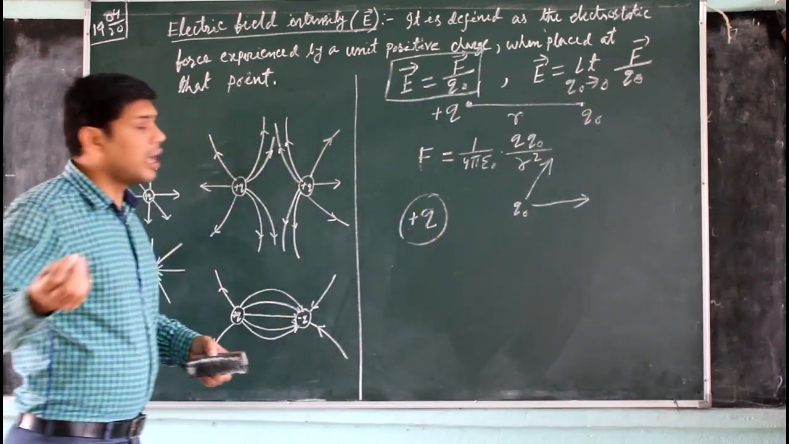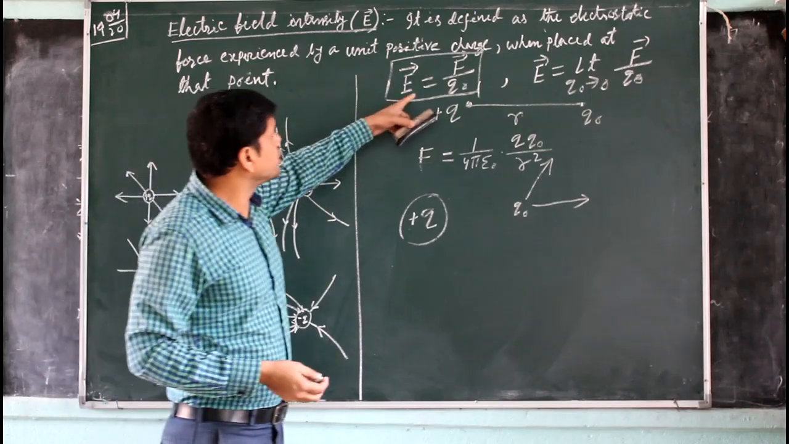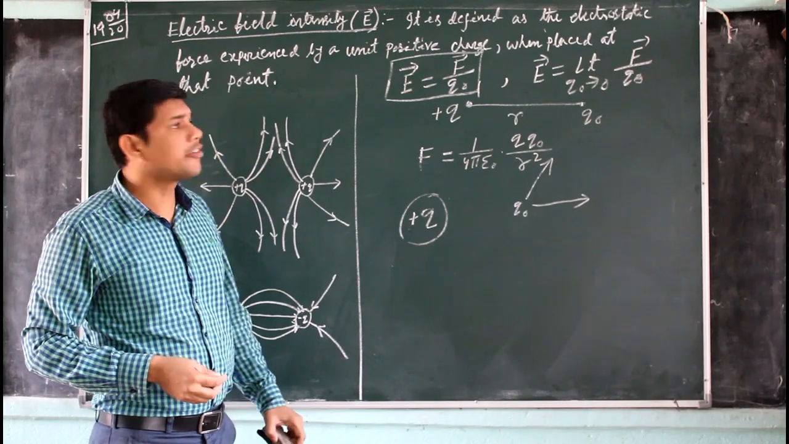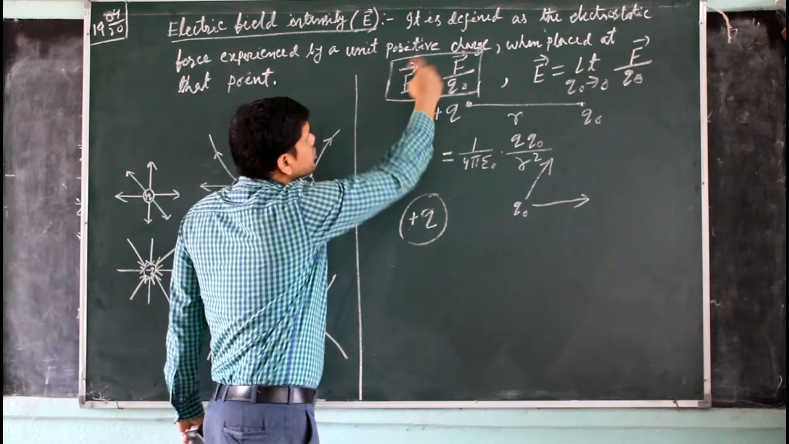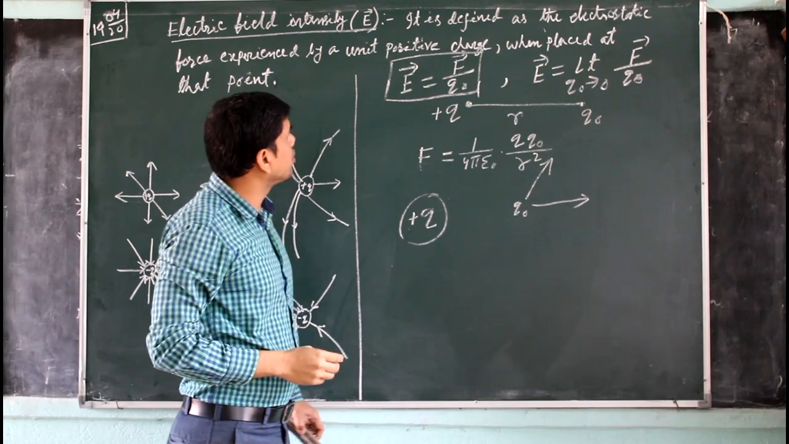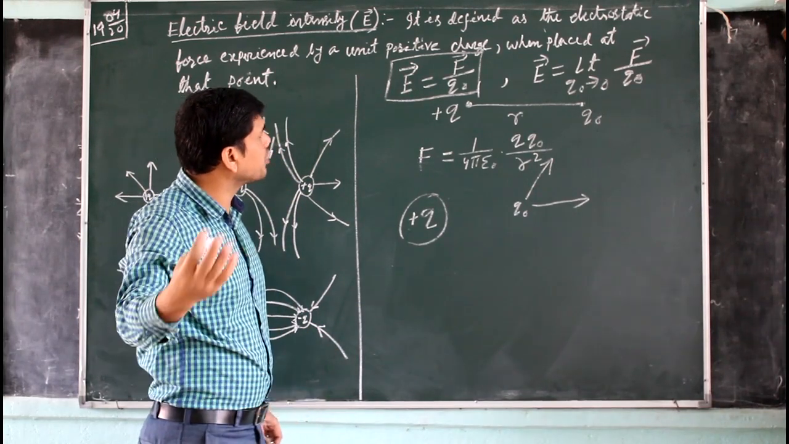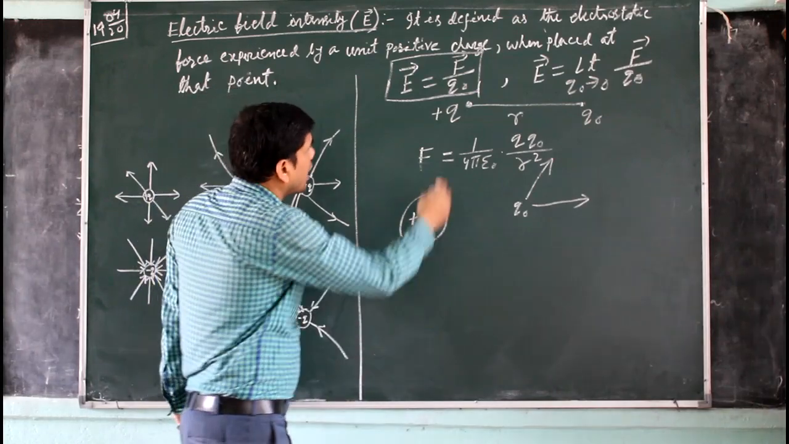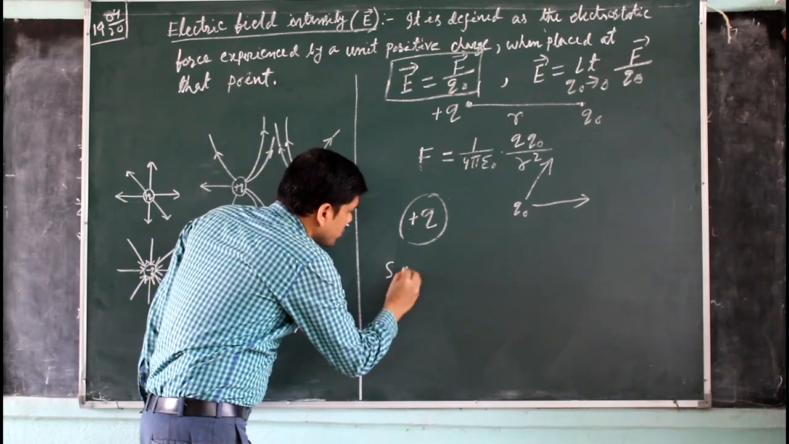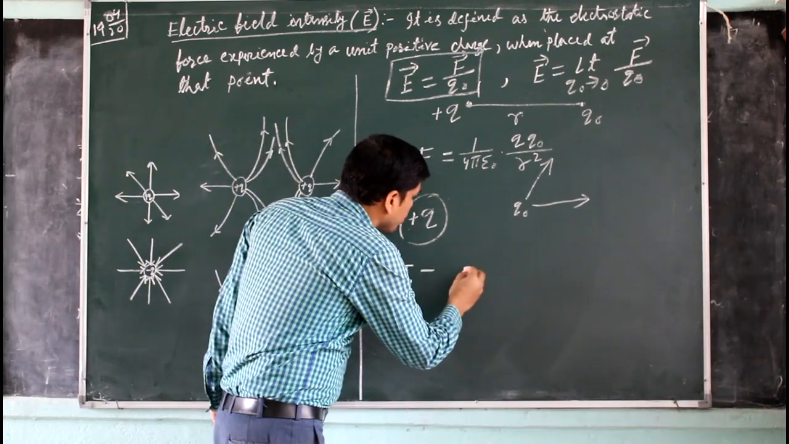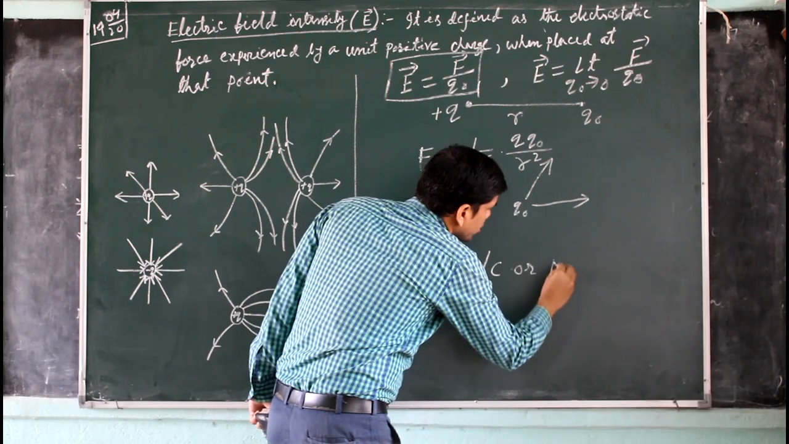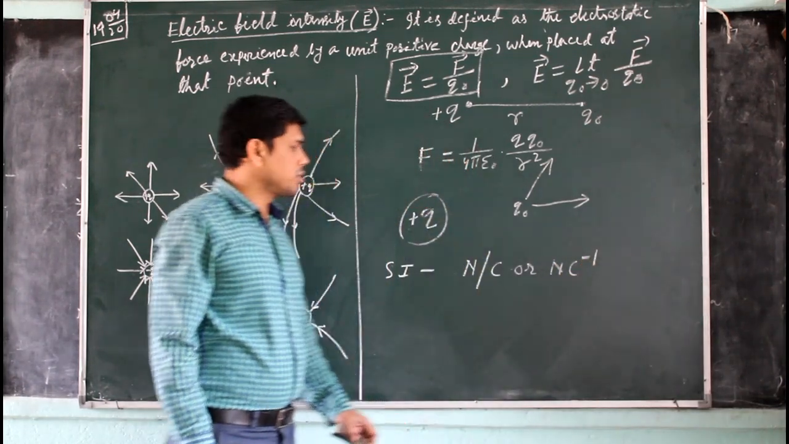Now, from this formula, we can also find the SI unit of electric field. By using this formula, we can easily find the SI unit of electric field. The unit of force in the SI system is, we know, Newton, and the unit of charge in the SI system, we know, is Coulomb. So in the SI system, the unit of electric field is Newton per Coulomb, or you can write Newton Coulomb to the power -1.